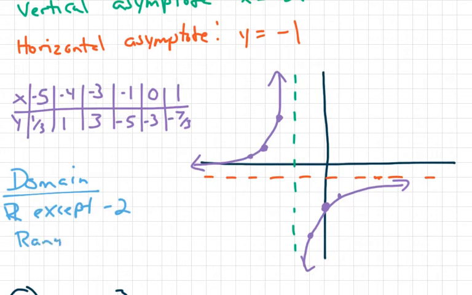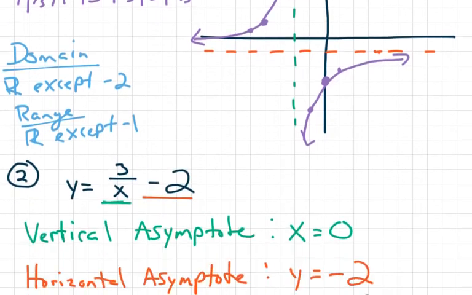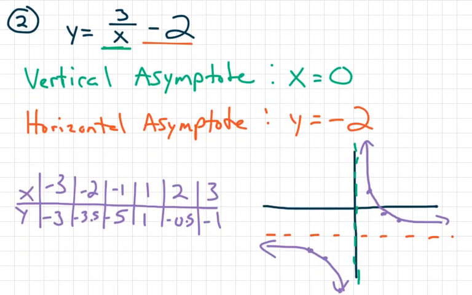The range for this one, again, just like the parent function, is going to be all real numbers except, well, what's this one y value that we're never going to get to? In this case, it is -1. So the domain for the first one, all real numbers except -2, and for the range, all real numbers except -1.